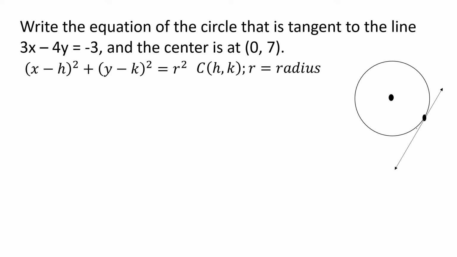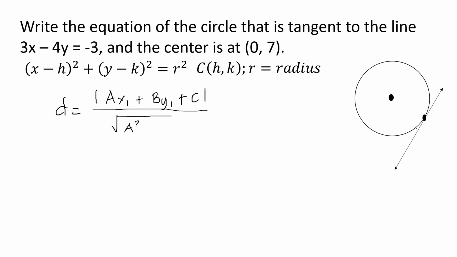If you are already introduced to the formula for the distance between a point and the line, that is given by d is equal to the absolute value of a x sub 1 plus b y sub 1 plus c over the square root of a squared plus b squared, where a, b, and c are the coefficients of the equation of the line written in general form, and x sub 1, y sub 1 are the coordinates of the given point.